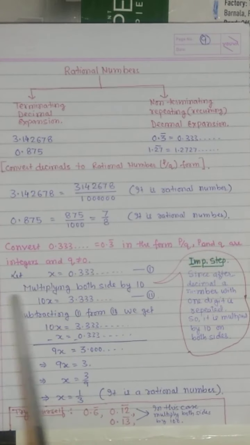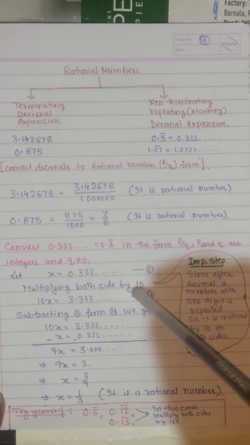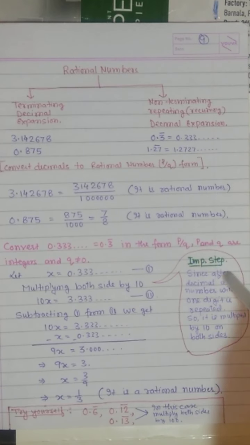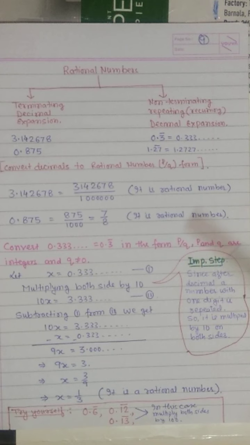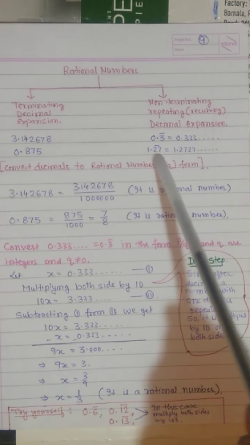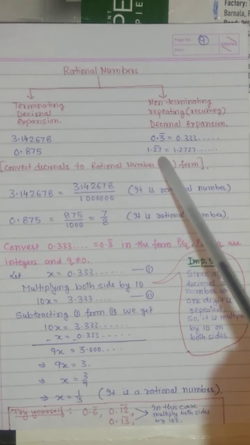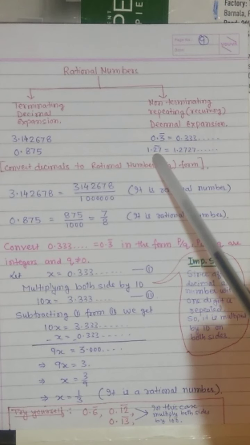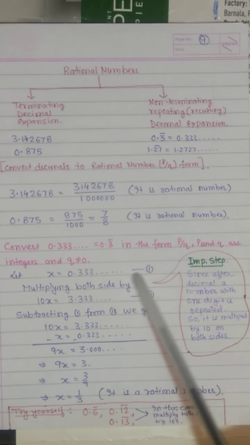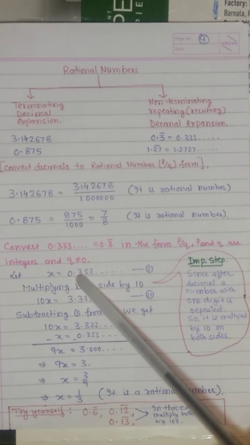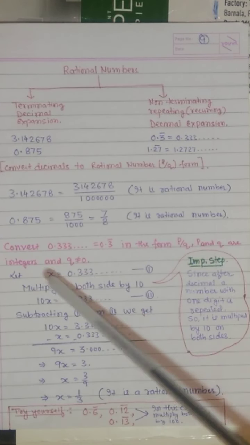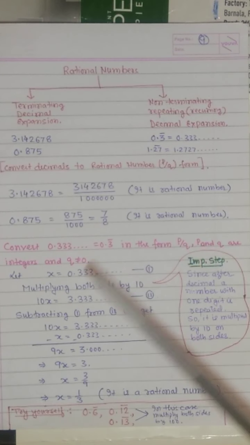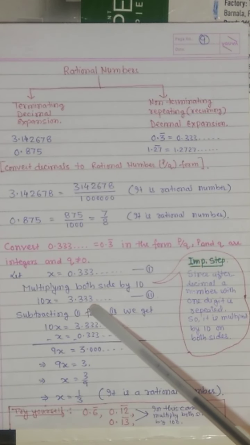Now the next line: multiplying both sides by 10. This step is very important. Since a number with one digit is repeated after the decimal, we multiply by 10 on both sides. If we had taken 1.27 bar, then two digits are repeated after the decimal, so we would multiply both sides by 100. But here in 0.3333, one digit 3 is repeated after the decimal, so we multiply both sides of equation 1 by 10. On multiplying we get 10x equal to 3.333 and so on.